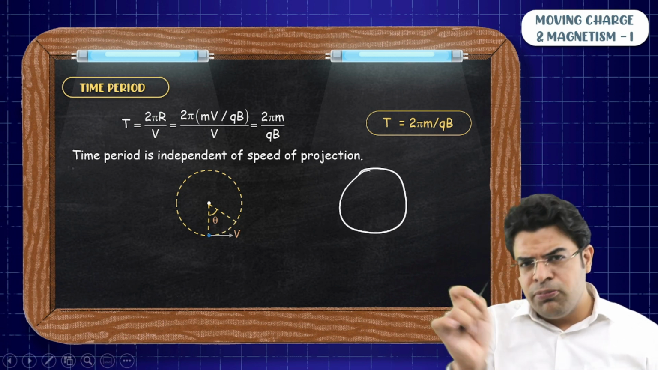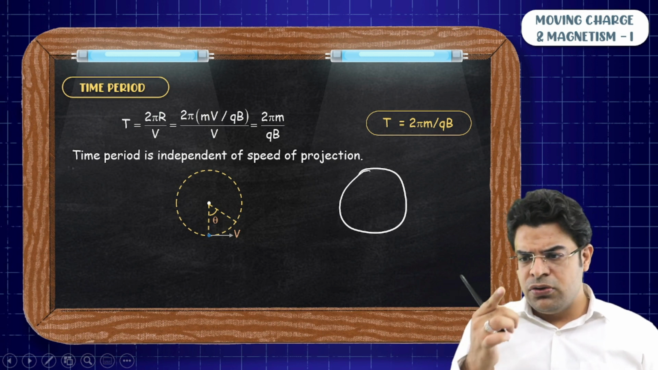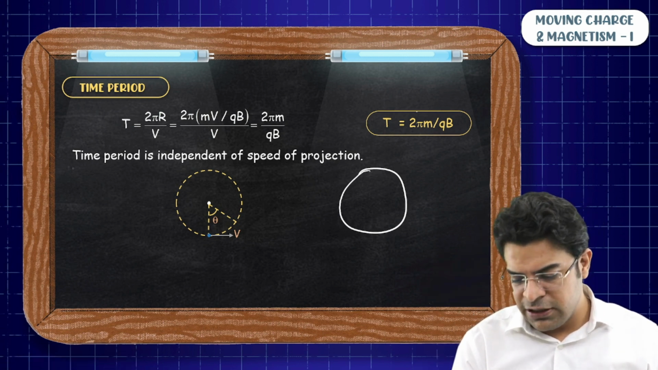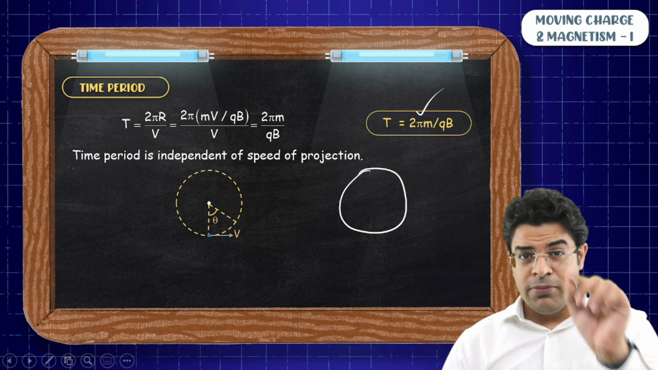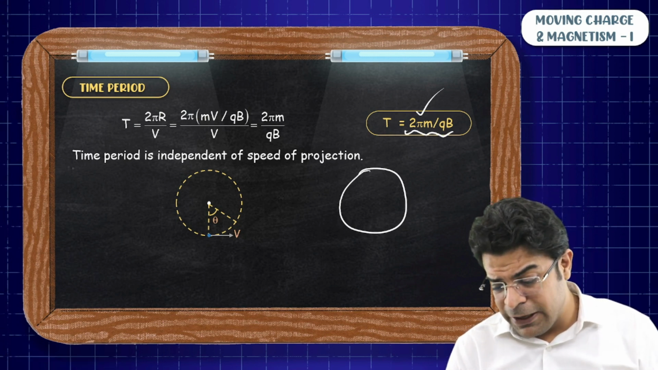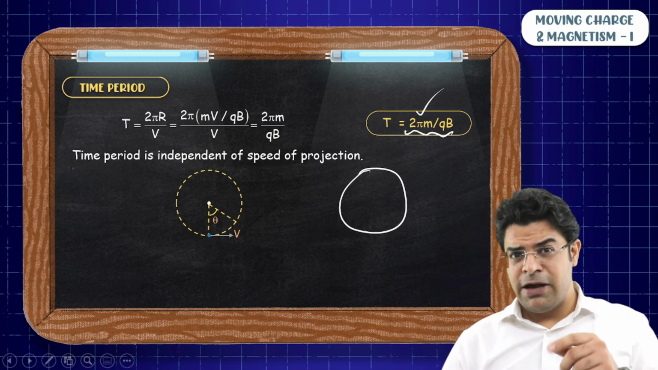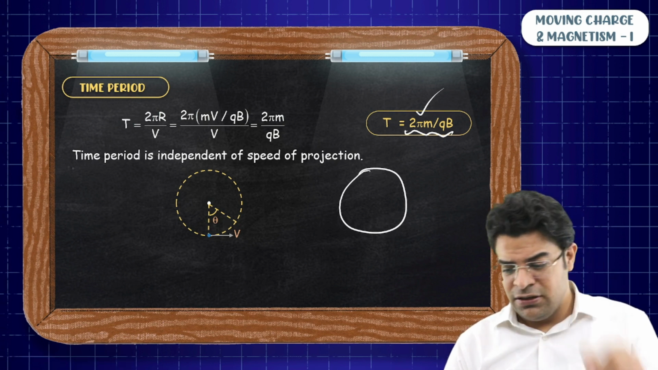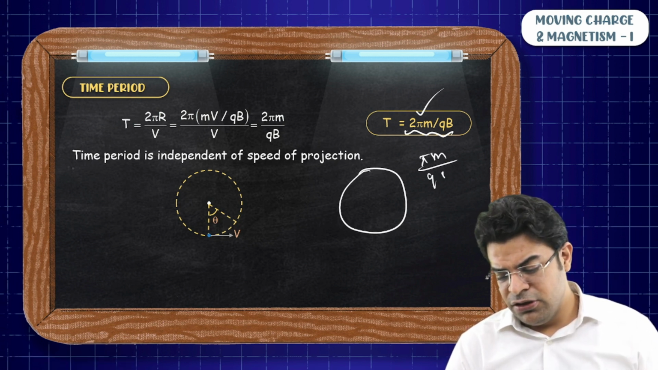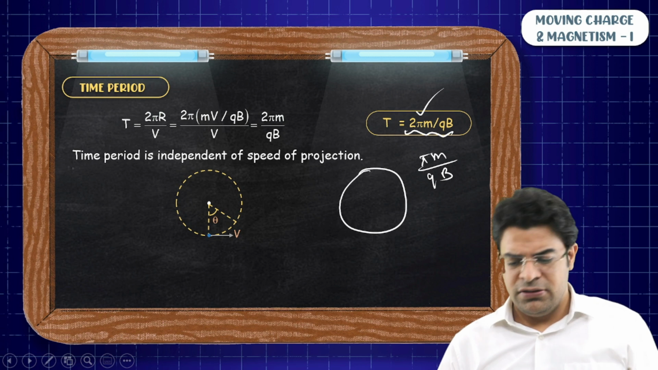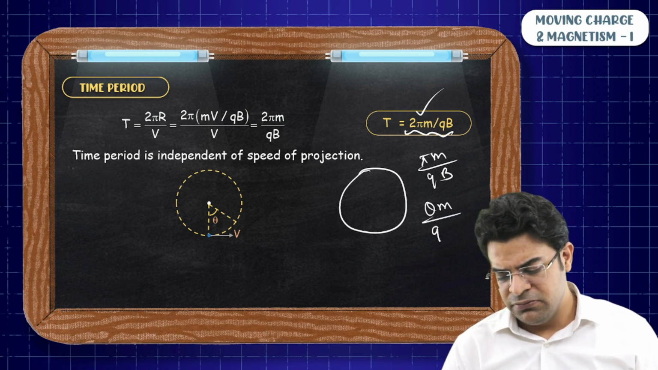So, to complete the entire circle, to turn by 2 pi angle, the time taken is 2 pi m by qB. So to turn by pi angle, half the circle, the time taken will be pi m by qB. So to turn by theta angle, the time taken has to be theta m by qB. So easy.